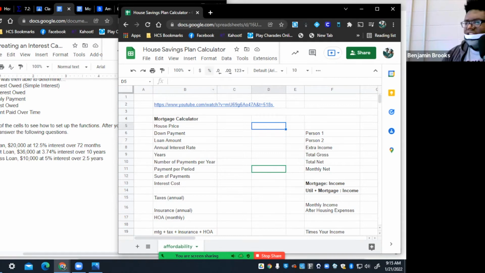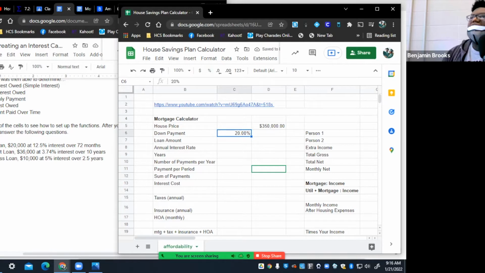Our house price, we want that in dollars. Our down payment, we want that in dollars. But what we're going to do is for C6, we're going to say what our percentage is on our down payment. So, for example, we'll make this a percentage. The example we were going off of was 350,000, not 3.5 million, 350,000 at 20% down.